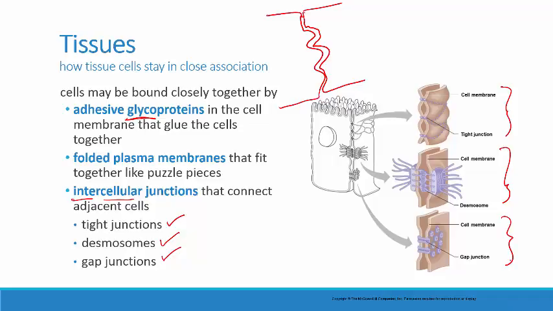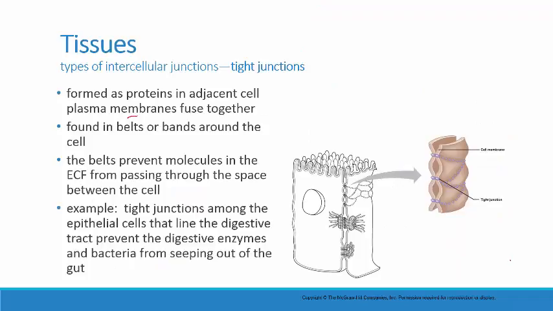So let's look at each one of those kinds of intercellular junctions a little more closely to see how they operate. So the first kind of intercellular junction would be the tight junctions, and they form because there are proteins that are found there.